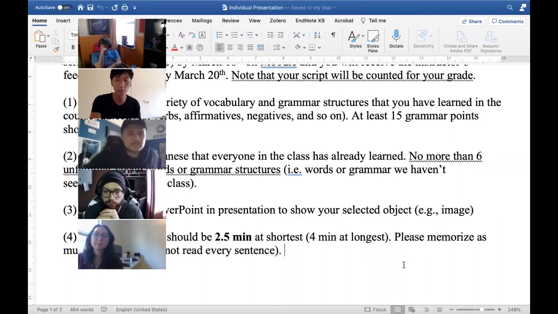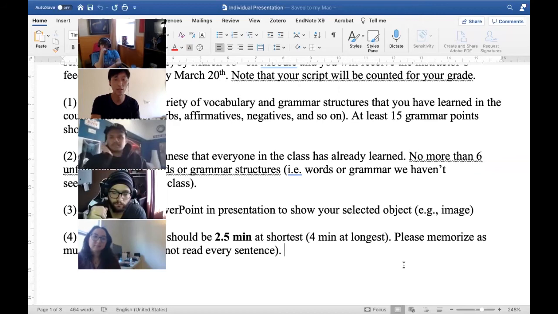Please memorize as much as possible. Do not read every sentence, right? 大丈夫ですか? You can check a memo, take a note, that's fine, but you cannot read like this, right? Even online, you see that.